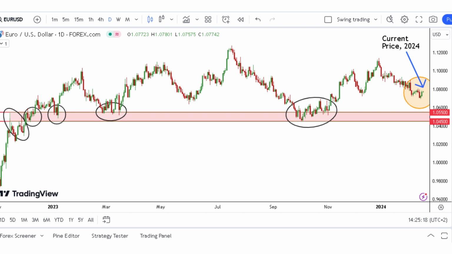After all these 5 bounces, we can see that today, February 2024, the price is close to our support area. You can check what's going to happen if the price reaches this area. Most likely, it will bounce back up.